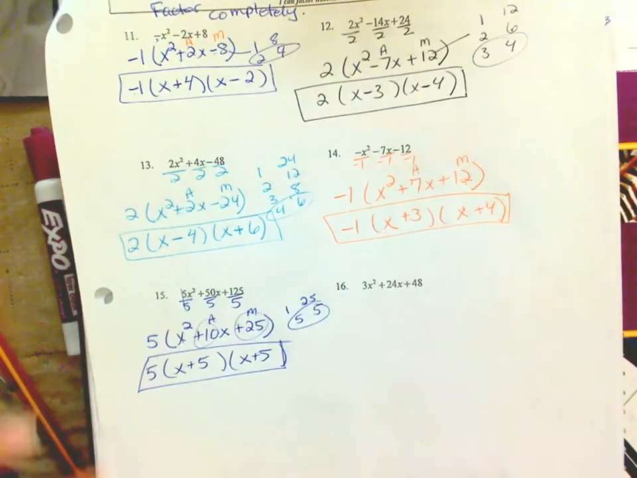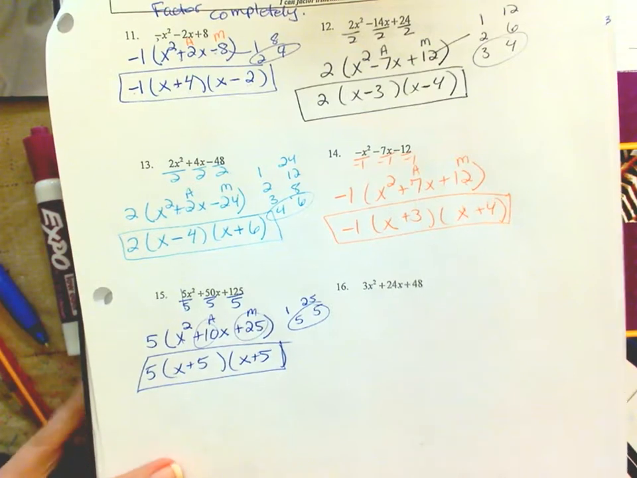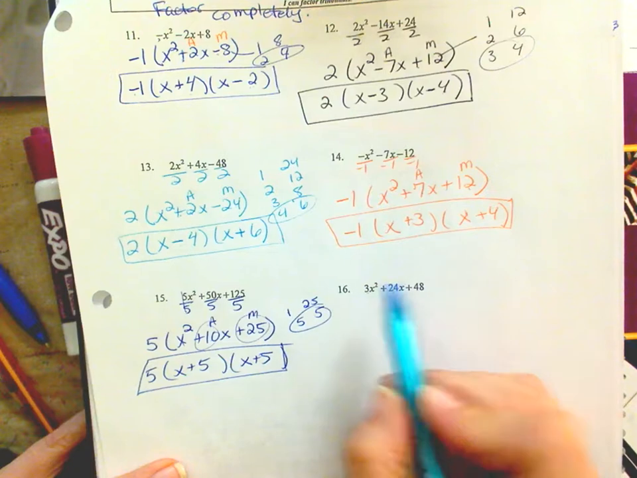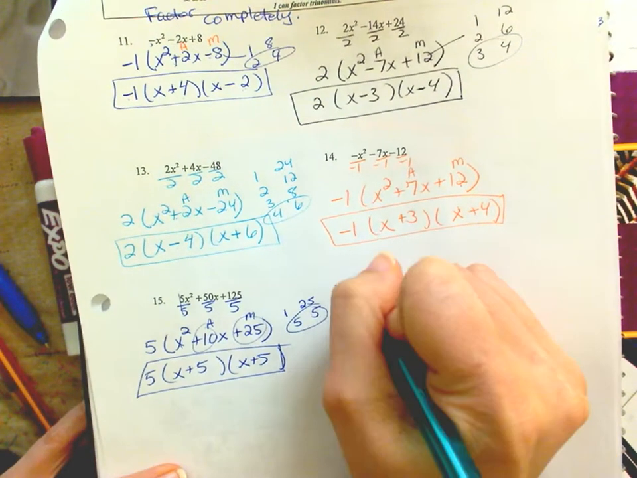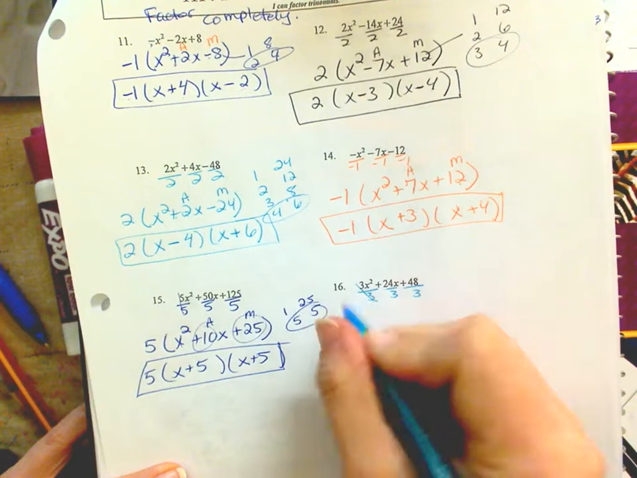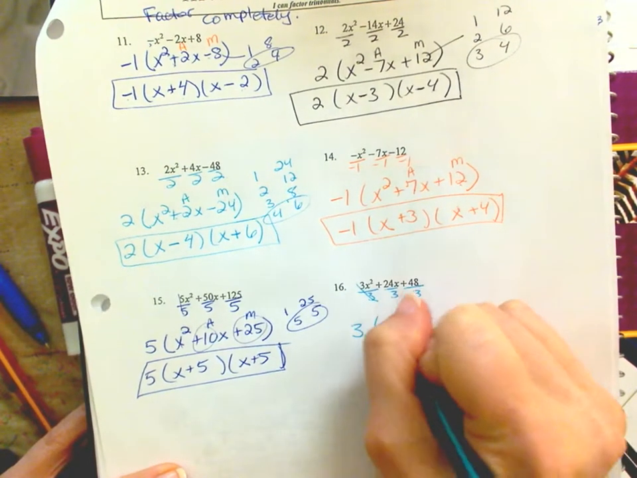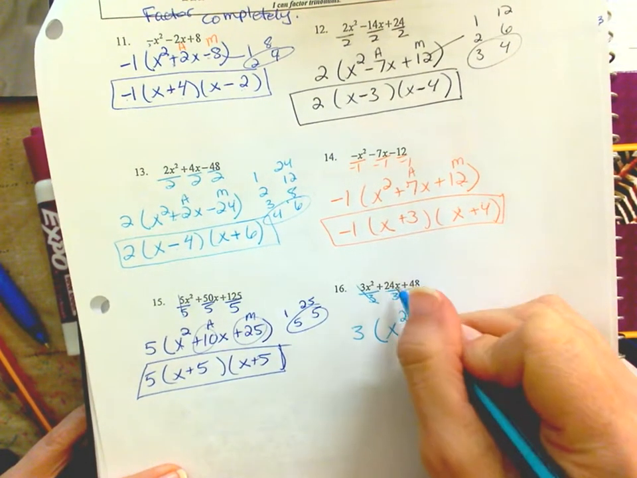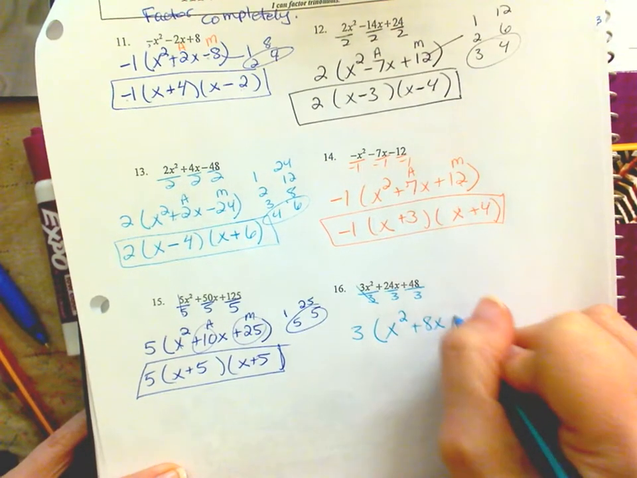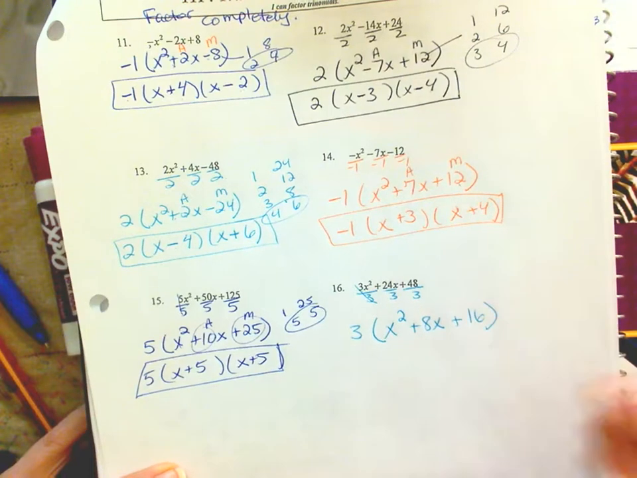And number 16 is the last question. You've got a 3 here, so that complicates things. But fortunately, everything else is also divisible by 3. So divide out the 3. That'll cancel there. Write down the 3 there. X squared, 24x over 3 is 8x. 48 divided by 3 is 16.